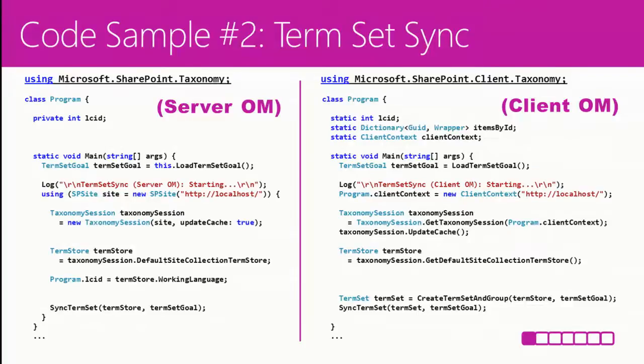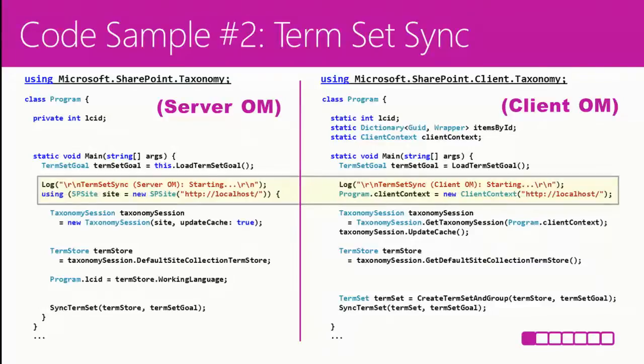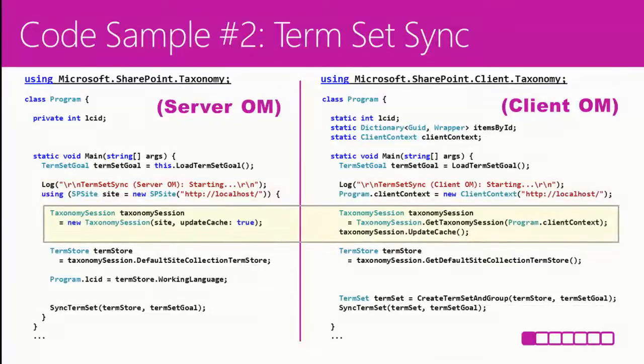So, you're probably familiar, you use a different namespace, SharePoint.Client.Taxonomy instead of SharePoint.Taxonomy. This is the code for reading the XML file, so that's definitely going to be the same. But a lot of the code does sort of look the same. In the server OM, you create an SPSite object, and that's your way of interacting with the SharePoint database. In the client OM, you create a client context. And then in the server OM, you create a new taxonomy session using a constructor, whereas in the client OM, we call a static method and pass in the client context. So the syntax is a little different. Like on the server OM, you set update cache to true. On the client OM, it's a method.